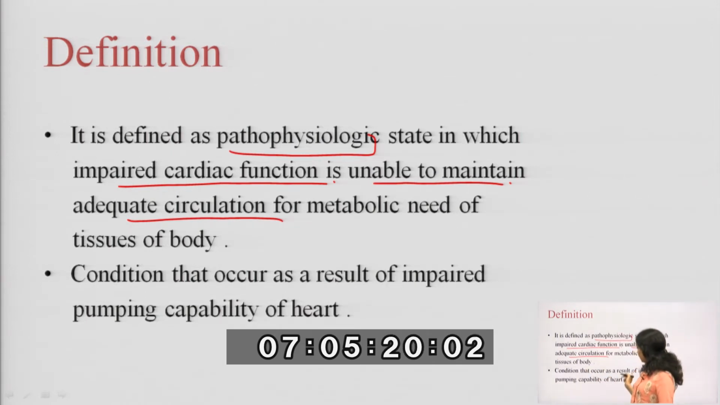The condition occurs as a result of the impaired pumping capability of the heart. The heart is not able to pump. Why is the heart not able to pump? Maybe there is some problem in the muscles of the heart. That we will discuss in the etiology, in the causes. Now, the definition is clear to you. The definition of congestive heart failure means that the heart is not functioning properly. It is unable to maintain adequate circulation, and the proper blood supply to the body is restricted.